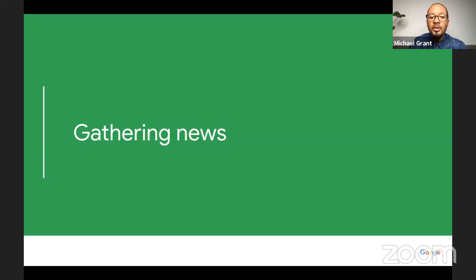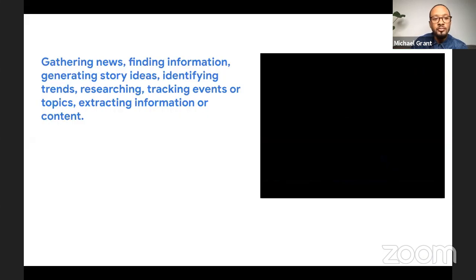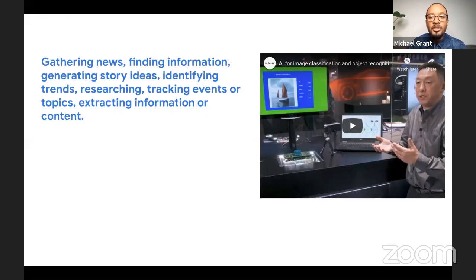So I'm going to break this into three sections. And the first part we will dive into is how we can use machine learning and AI to gather news. So here's a quick example of a news gathering method. And so I will quickly show this video here.